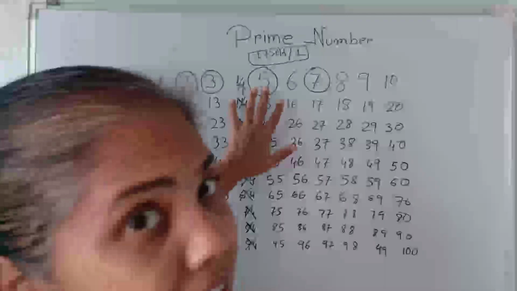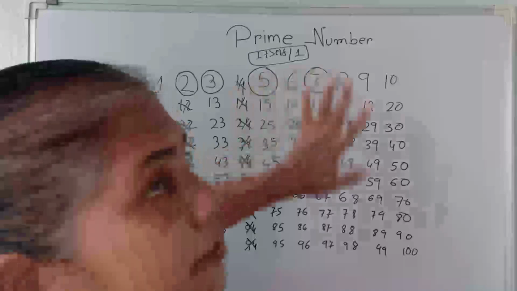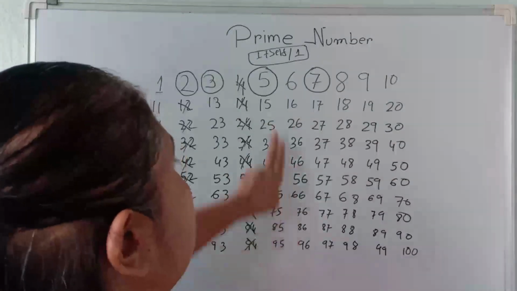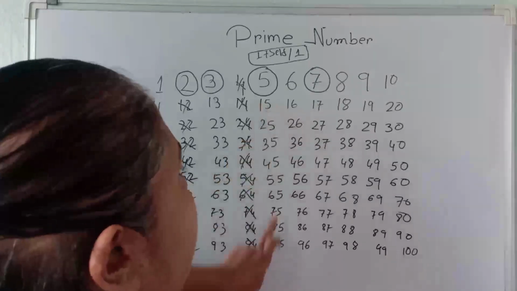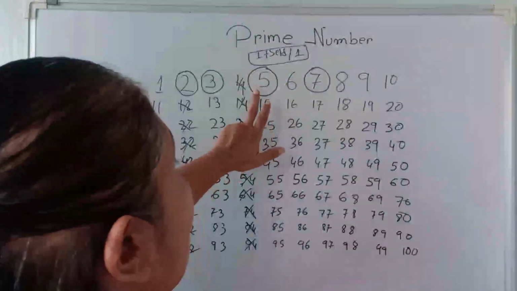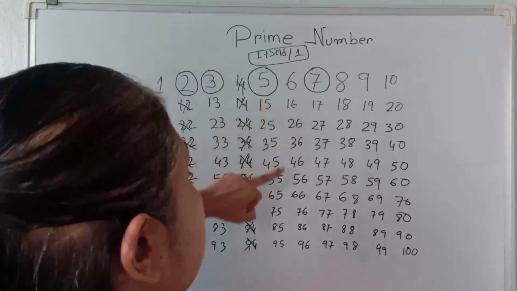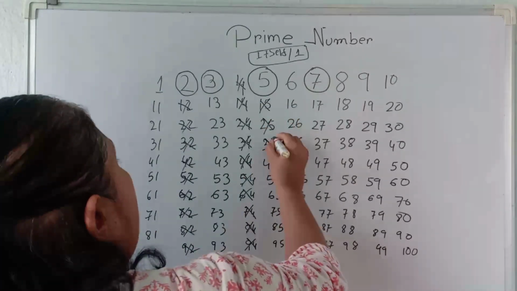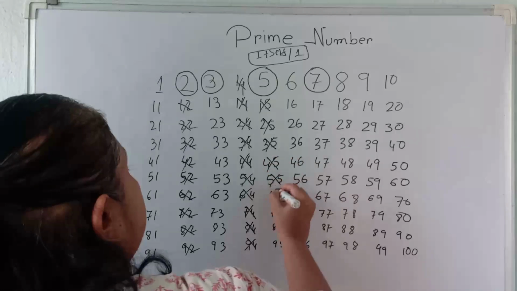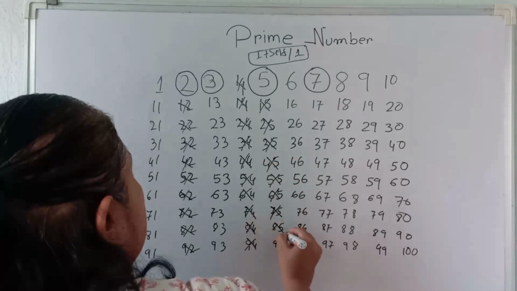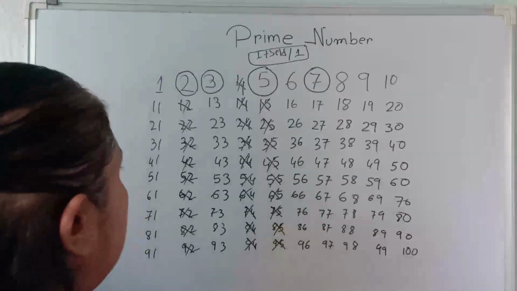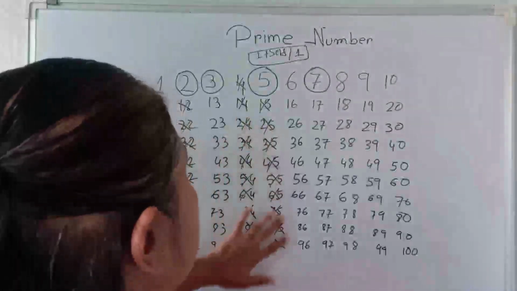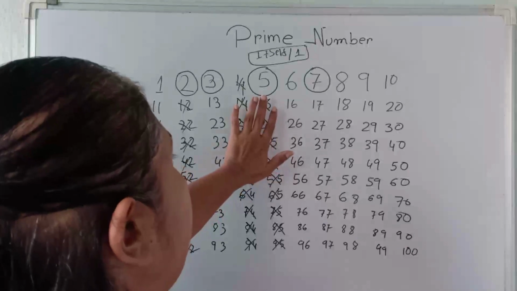Now 5. 5 is a prime number. We cannot divide 5 by any other number. But whatever number ends with 5, we can easily divide all of them by 5. So whatever numbers end with 5 are not prime numbers. Just cross them out.